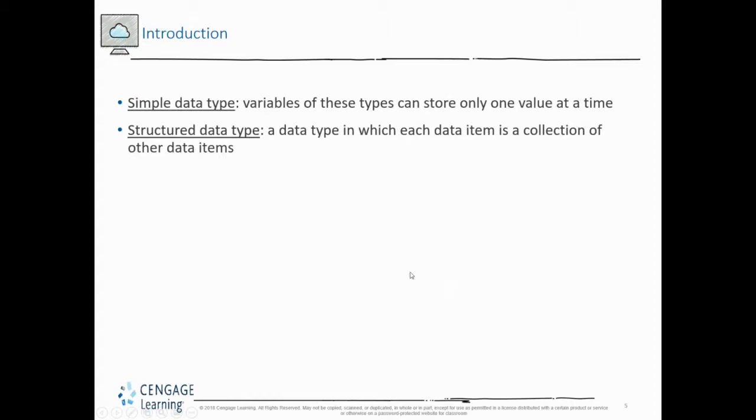All right. So simple data types. Variables of those types can store only one value at a time. Again, an integer, a double, a string. All these things are simple data types. Structured data type, a data type in which each data item is a collection of other data items. They're all part of list. They're all part of number. They're all part of class. They're all part of product, anything at all.